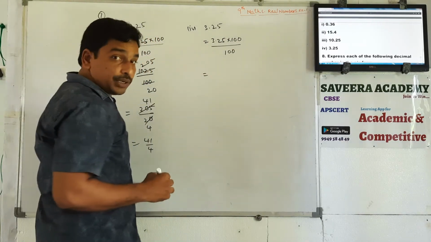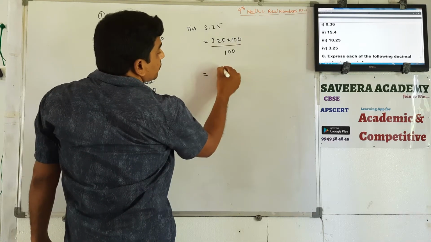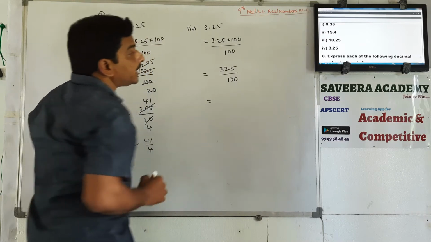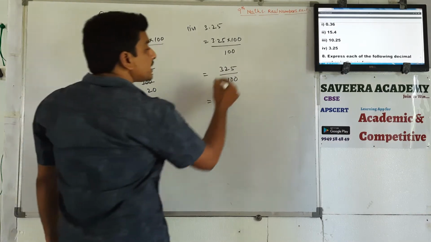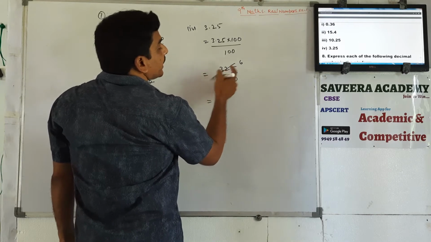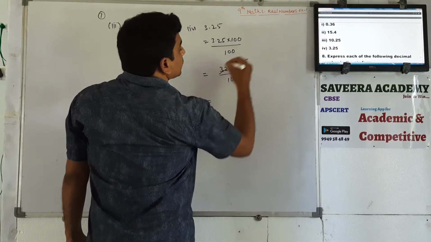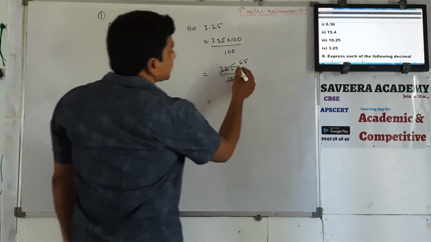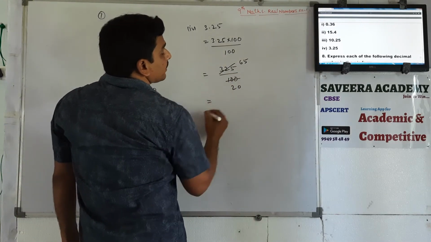So this is equal to, so this 100 is used for this multiplication purpose. 325 by 100. So this is again the 5 table. 6 5s are 30. Here 5 5s are 25.